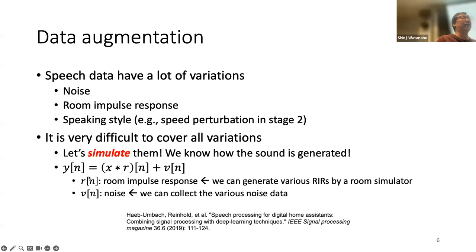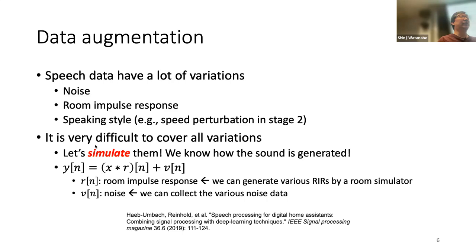Generally, the process is written by this very simple equation. X is the original signal and R is the room impulse response, which we can record in various quiet rooms, or simulate with a simulator. And for the noise, we can also record many noises. Then we just follow this equation, and we can create various noisy and reverberant speech.